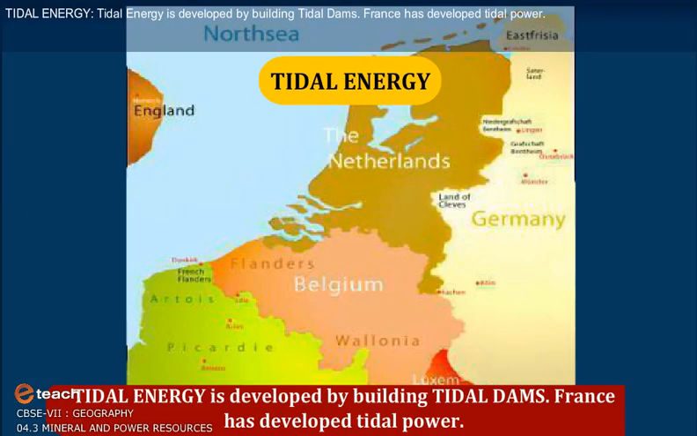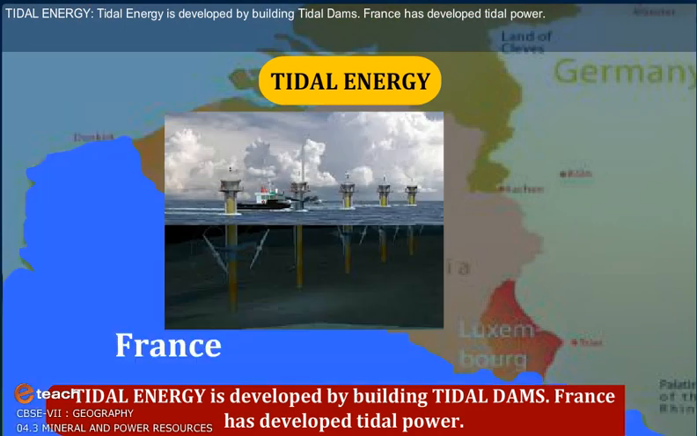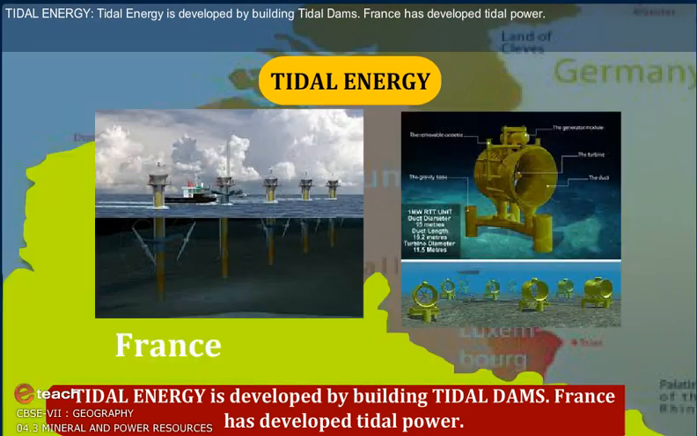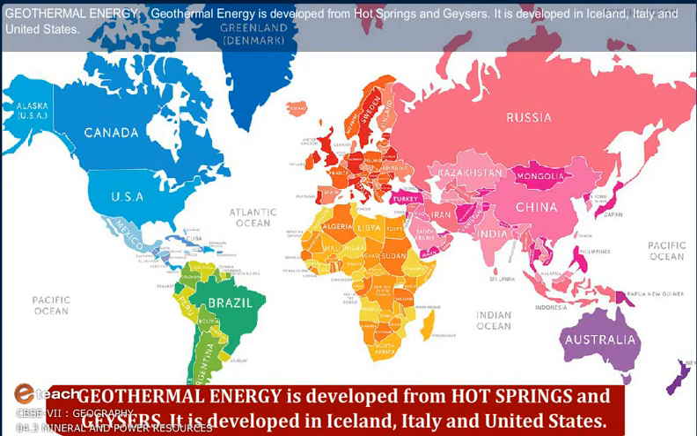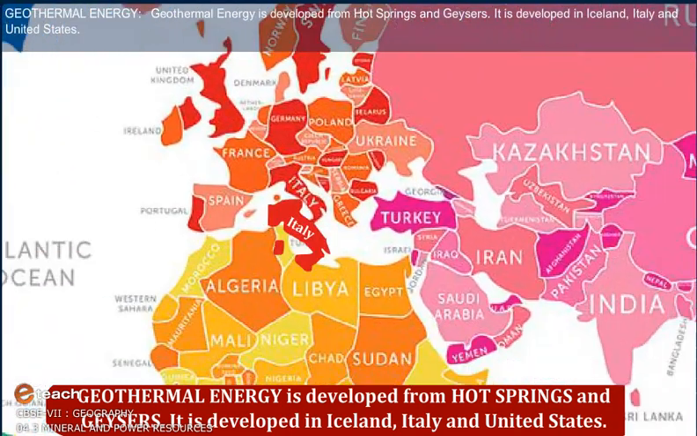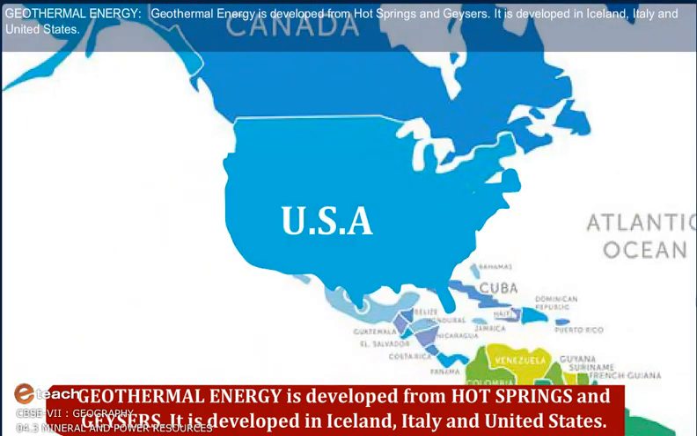Tidal energy. Tidal energy is developed by building tidal dams. France has developed tidal power. Geothermal energy. Geothermal energy is developed from hot springs and geysers. It is developed in Iceland, Italy, and United States.